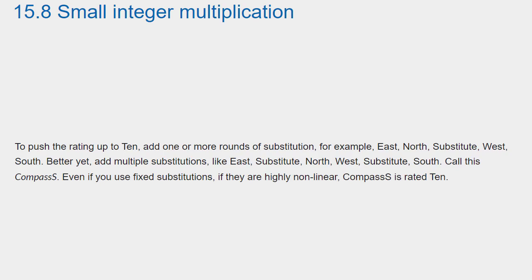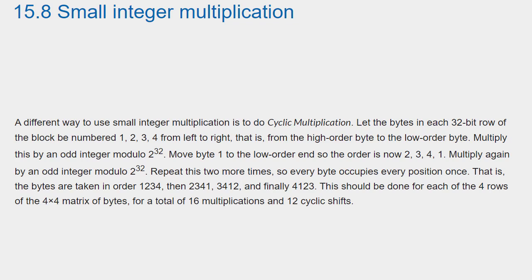To push the rating up to 10, add 1 or more rounds of substitution. For example, east, north, substitute, west, south. Better yet, add multiple substitutions like east substitute north, west substitute south. Call this compass S. Even if you use fixed substitutions, if they are highly nonlinear, compass S is rated 10.